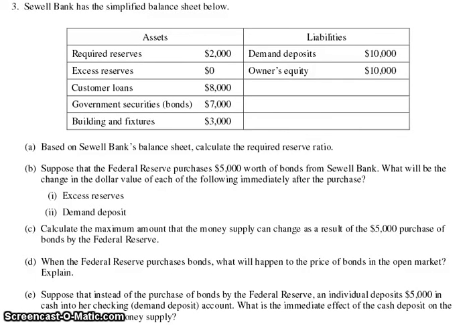So question number 3 from the 2011 AP macro exam has to do with Sewell Bank and a simplified balance sheet, which we've got on the screen at the moment. And they want to know, based on its balance sheet, what is the required reserve ratio.